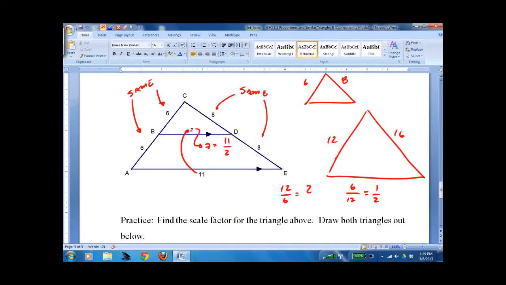So that's it. Make sure you understand scale factor between the entire triangles, but you also know that this is what we call a mid-segment of a triangle. It's midway up because 6 and 6 are the same and 8 and 8 are the same. So you know you have two triangles and the ratio is going to be 2 to 1.